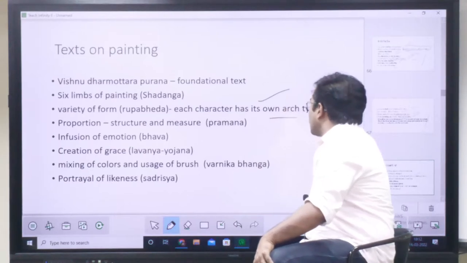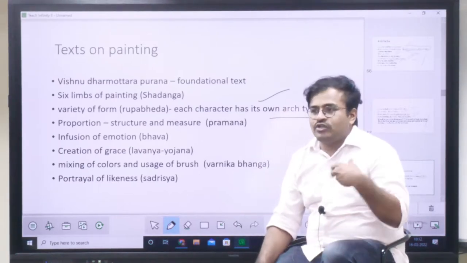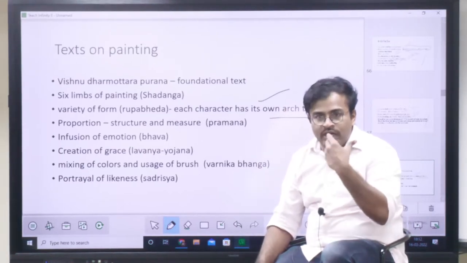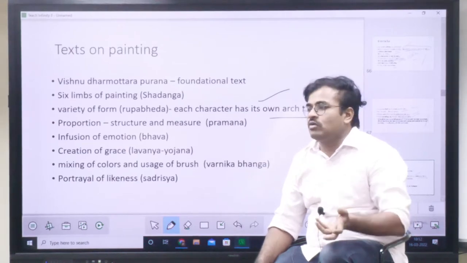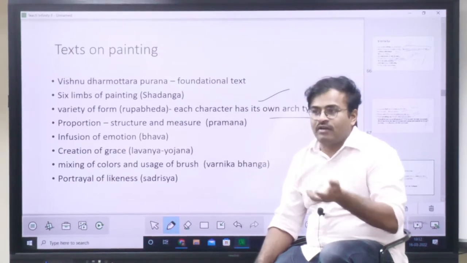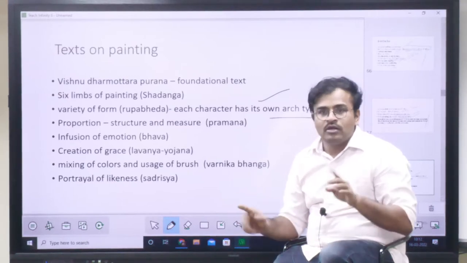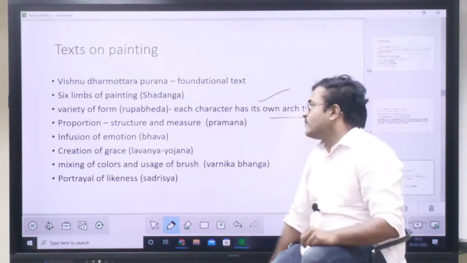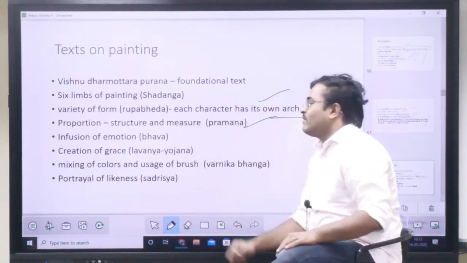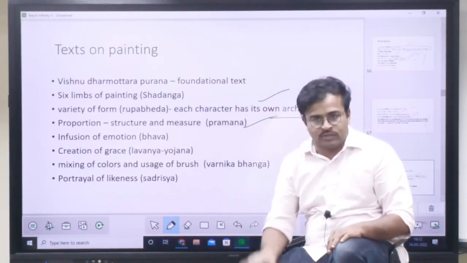Each character has its own archetype. When Lord Rama is shown, his body should be shown in a particular format. When Lakshmana is shown, his body should be shown in a particular format. All the images should not be one and the same. There should be Rupa Bheda. This is the first principle. And the second principle of the painting tradition is known as Pramana, or proportion.